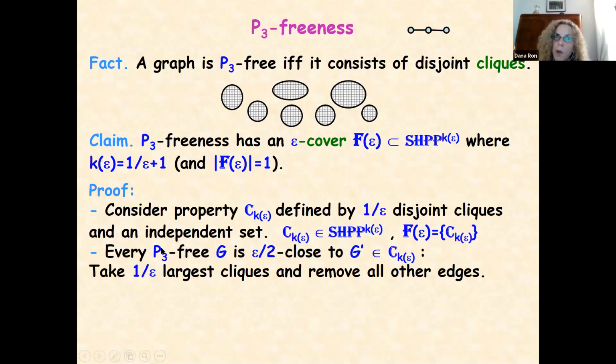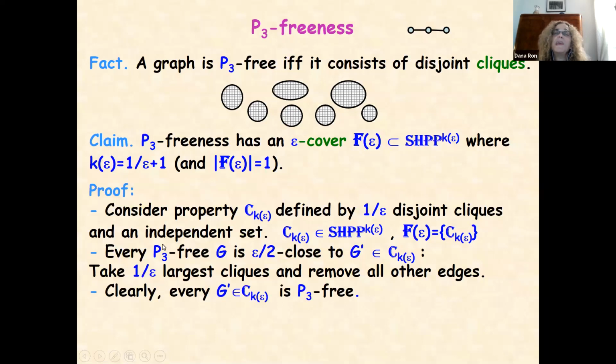So this was one direction. The other direction is even easier. Remember, if a graph G prime belongs to the cover, and here the cover is just one property, then I want it to be close to my property. But it's actually P3 free, because all I did is remove some of the cliques. Maybe an important thing to say: in this definition, I'm allowed to have cliques of size 1. The independent set vertices correspond to very, very small cliques.